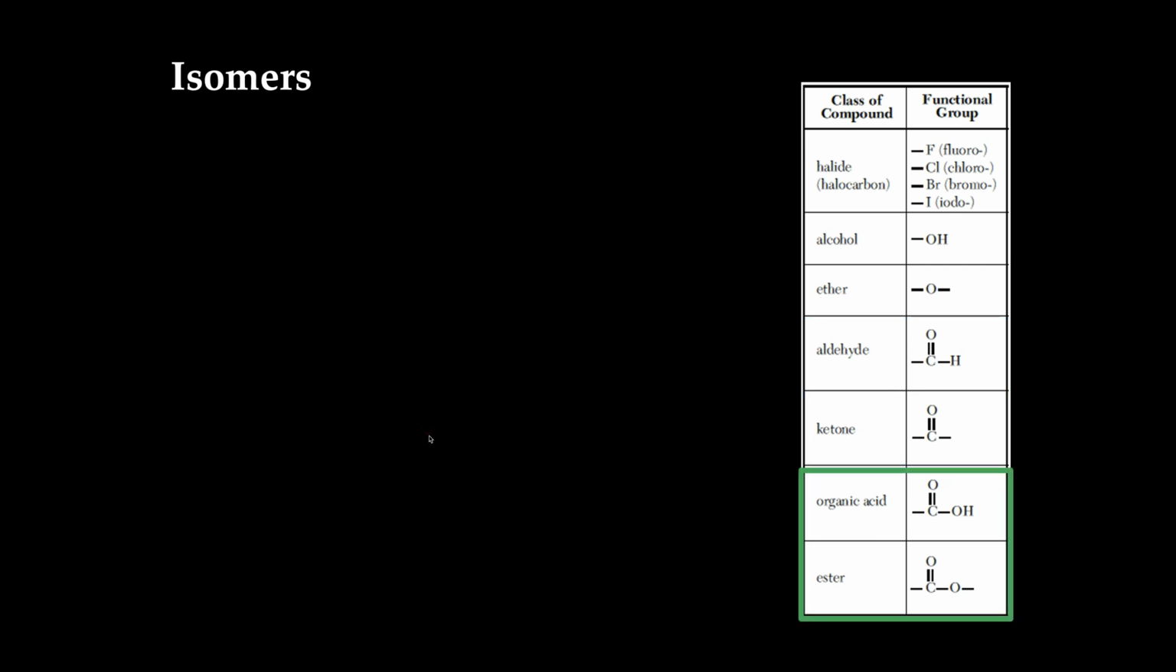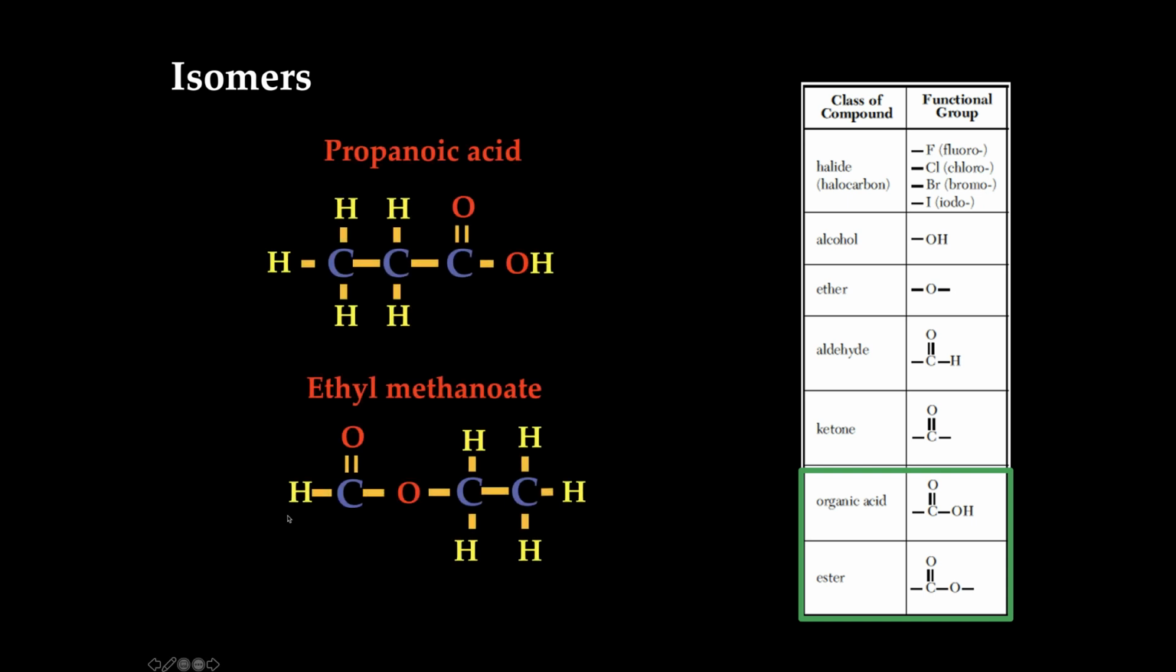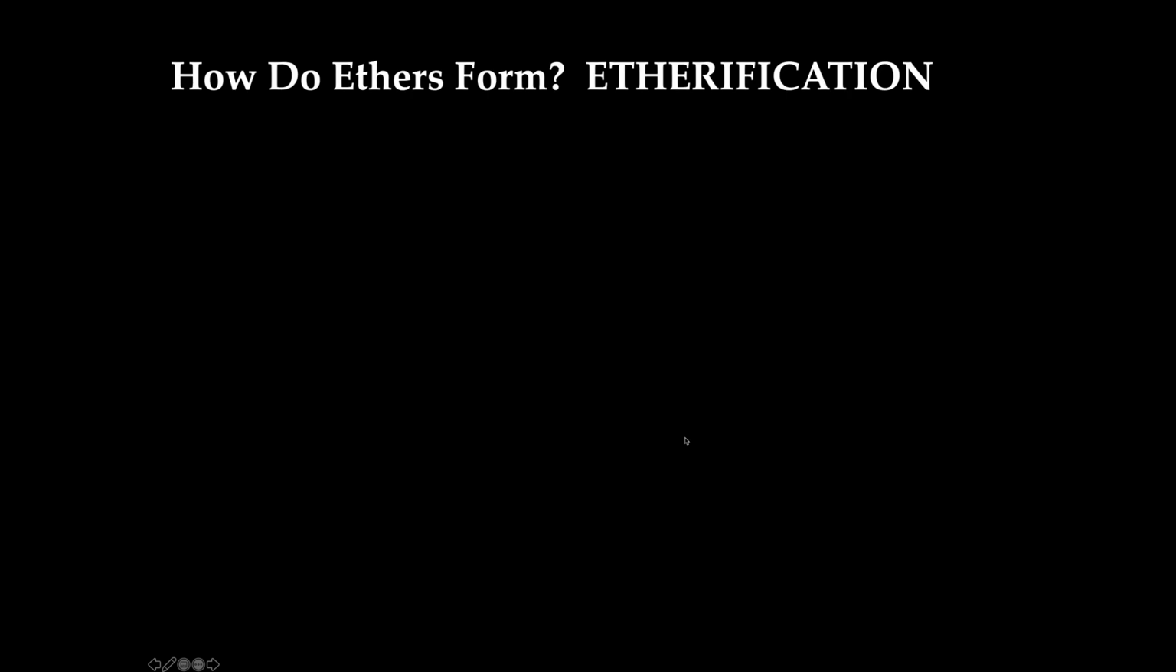Organic acids and esters are also isomers. Again, in organic acids, the carboxyl group is on the end of the molecule, and in an ester, it's in the middle of the molecule. They both have 3 carbons, they both have 6 hydrogens, they both have 2 oxygens. They're isomers of each other. Now, let's see how these form.